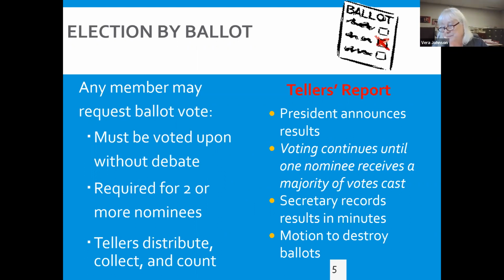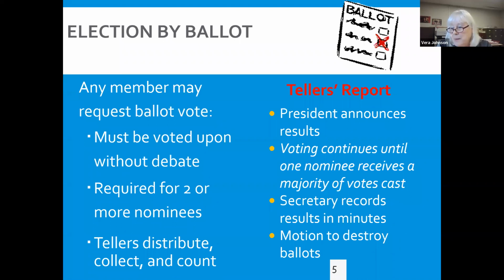Election by ballot. The president should appoint a tellers committee of 3 with 1 as chair before the election, should there be a ballot vote. A nominee for an office may not be involved in the election procedure. However, each nominee may designate a person to observe the ballot count on their behalf.